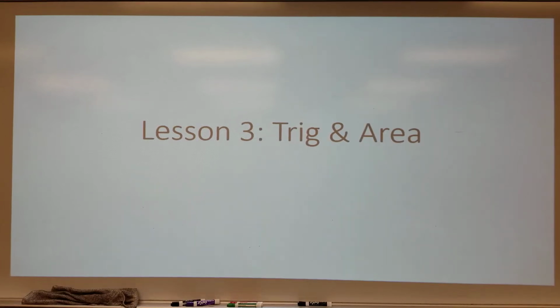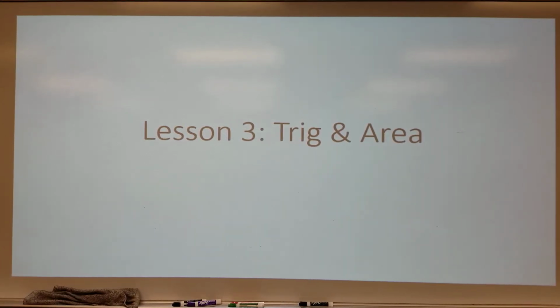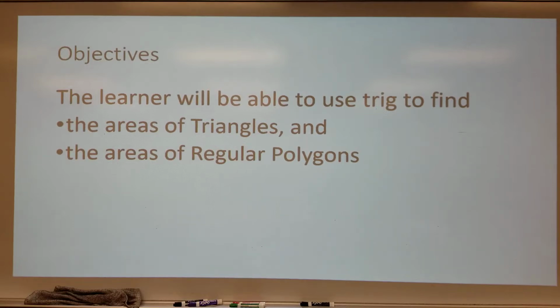In our third lesson in our trigonometry unit, we're going to focus on finding the area of polygons using trigonometry. There are a couple special cases that we're going to explore. First of all, we're going to focus on triangles, where we know the lengths of two of the sides, but the triangle may not be a right triangle. We know two of the sides and the included angle between those sides.